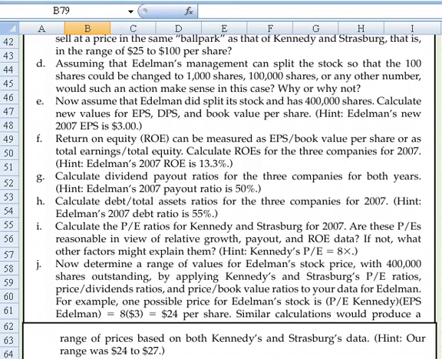Okay, slide on over here, and J says, now determine a range of values for Edelman's stock price with 400,000 shares outstanding by applying Kennedy's and Strasberg's PE ratios, price-dividend ratios, and price-to-book values to your data for Edelman. For example, one possible price would be take the $8, the PE for Kennedy, times the EPS for Edelman of $3 and come up with $24 per share, and then work similar calculations. Okay, so let's see how we would solve J.